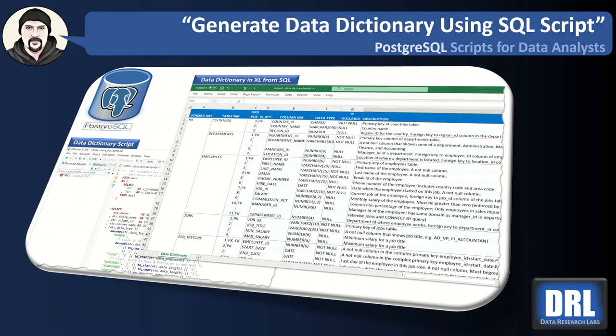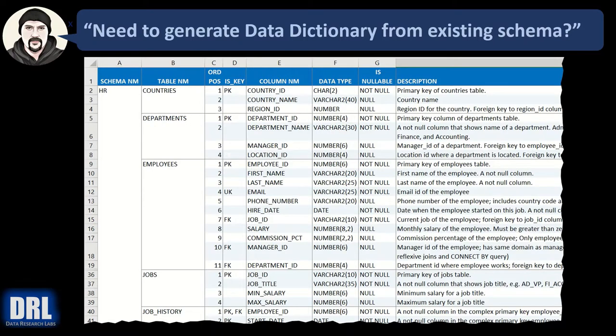For this tutorial, we're going to discuss how to generate a data dictionary from an existing schema using a SQL script in PostgreSQL. Do you need to generate a data dictionary from an existing schema where the schema name, the table name, the ordinal position, the column name, whether or not it's a key, foreign key, primary key, unique key, maybe it's both, the data type, whether or not it's nullable, and really important, the description. As long as it's present in the schema, we can pull it out.